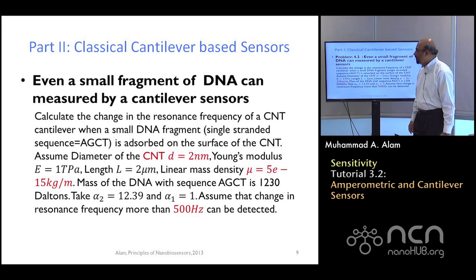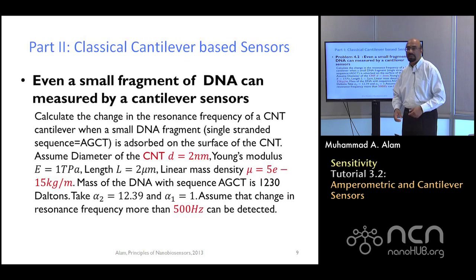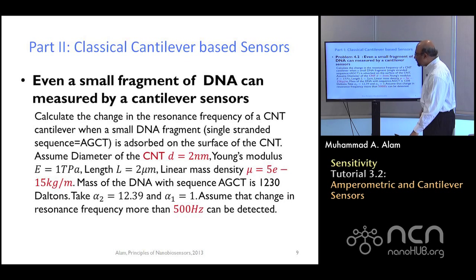Now, carbon nanotube has a very large Young's modulus, 1 terapascal. And one important thing to remember is that when you look at the mass of a carbon nanotube, people generally specify it as a linear density. So you don't have a rho. Rho is weight per volume, kilogram per meter cube, let's say. But here, often it's specified in terms of weight per unit length, integrated over the cross section. So here, for example, it is 5 times 10 to the power minus 15 kg per meter. It's very lightweight. All right.